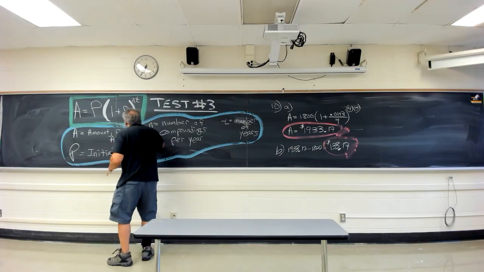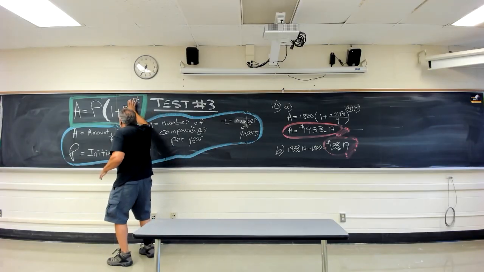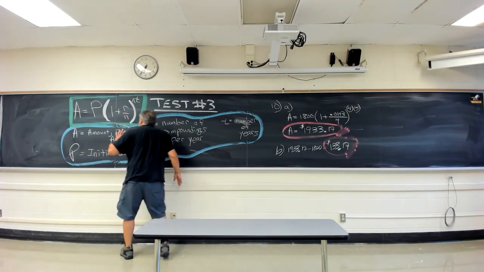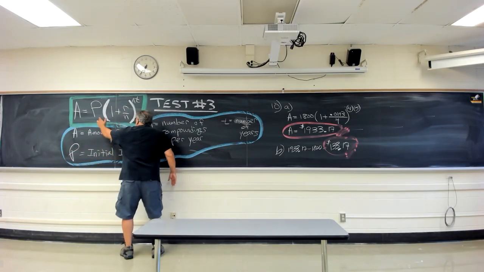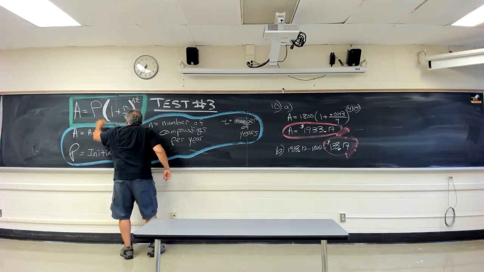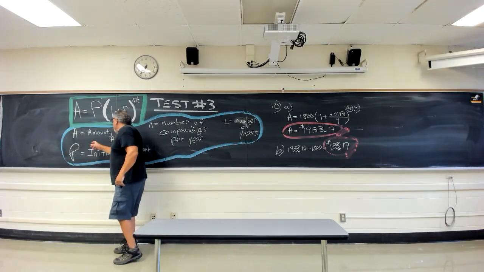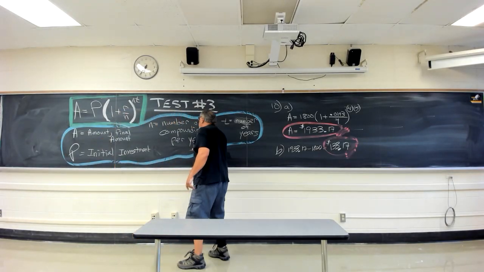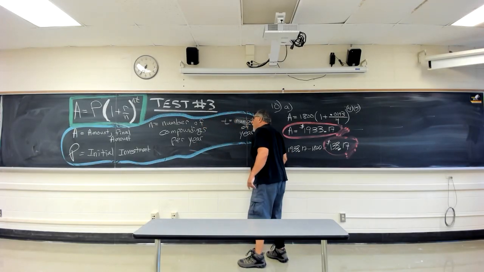It'd be one thing if you actually had the polynomial that results from actually working this out and then multiplying by P. I don't want to go there. For our purposes, just know that you do not bring the P into here and then exponentiate. You take what's in here, you exponentiate it to the NT power, you get an answer, and only then you multiply by P. A is the amount or final amount, P is the initial investment, N is the number of compoundings per year, and T is the number of years for our purposes.